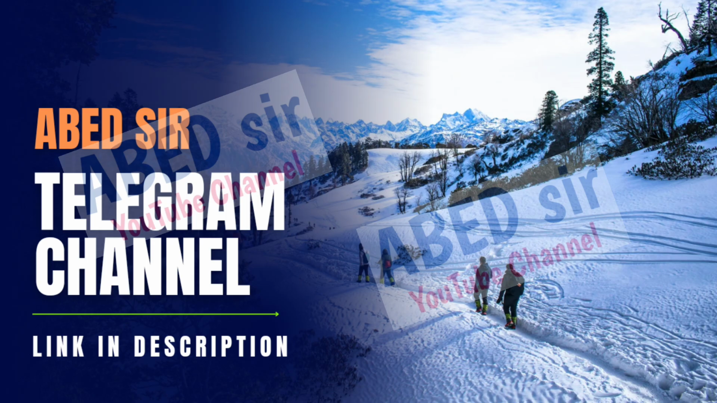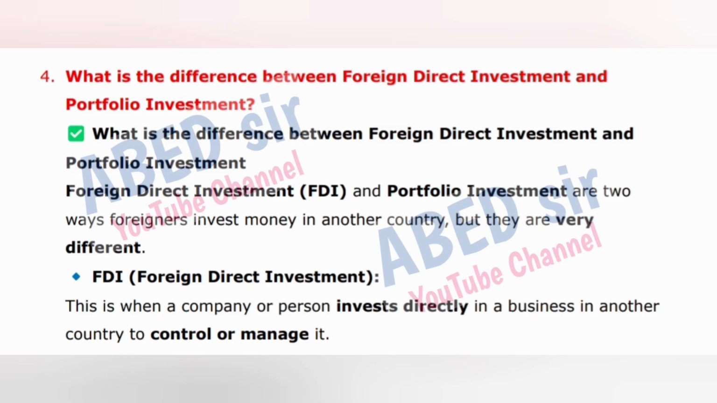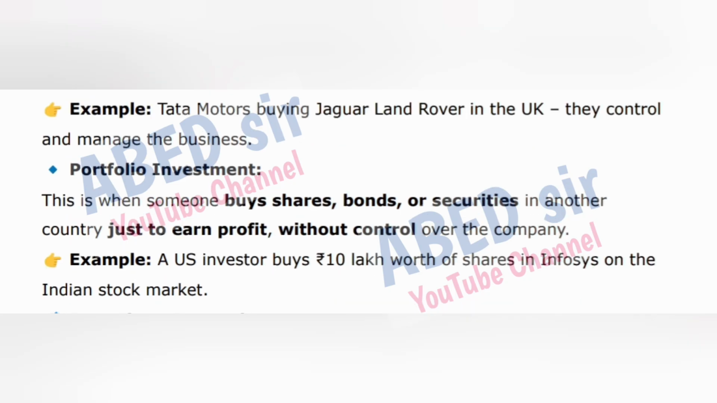Next important short question is: 4. What is the difference between foreign direct investment and portfolio investment? Foreign direct investment, FDI, and portfolio investment are two ways foreigners invest money in another country, but they are very different. FDI, foreign direct investment. This is when a company or person invests directly in a business in another country to control or manage it. Example, Tata Motors buying Jaguar Land Rover in the UK, they control and manage the business.